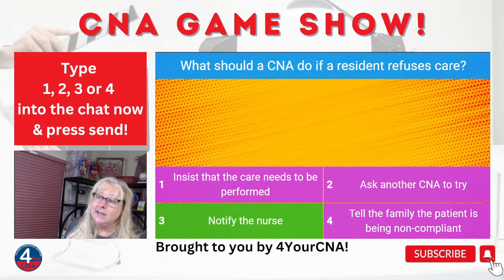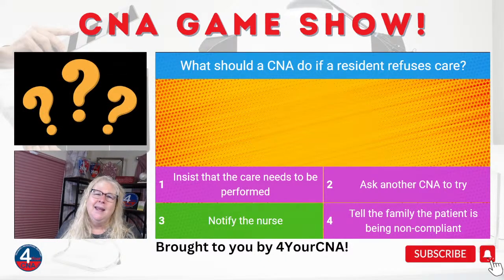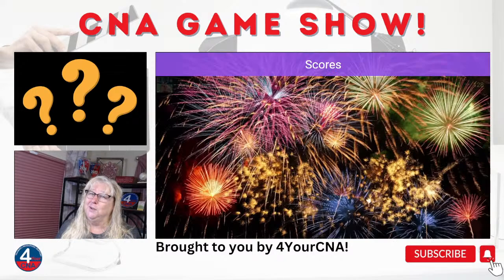We can make sure that they feel comfortable with us, but we don't want to insist. And we don't get to delegate to other CNAs. Telling a family a patient's non-compliant doesn't really do any good. And that's a label that CNAs really should not be using. I don't even think nurses should be using that as much as they do.